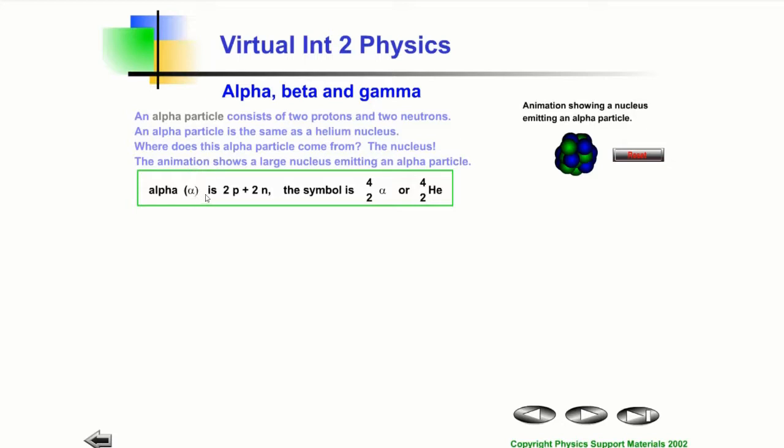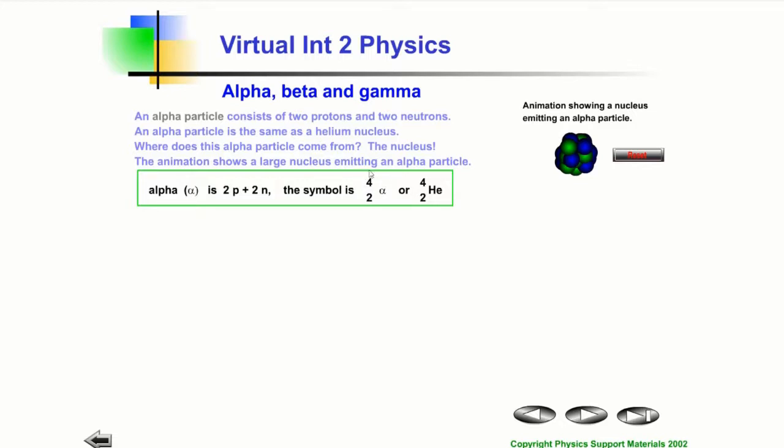We can represent the alpha by an alpha symbol, and it consists of 2 p's and 2 n's. That's 2 protons and 2 neutrons. The symbol is therefore an alpha symbol, which is a Greek letter, 4 on the top, 2 on the bottom. Or we can say that it is a helium nucleus, 2 on the bottom, 4 on the top.